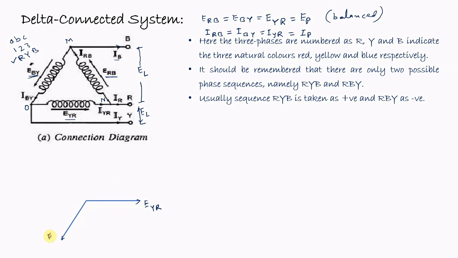So it will be EBY. Similarly, the third EMF, that is ERB, will lag the second phase voltage by another 120 degrees. So these are the phase sequence of the three phase voltages. As it is a balanced and symmetrical system, the phase angle between any two phase voltages will be 120 degrees.